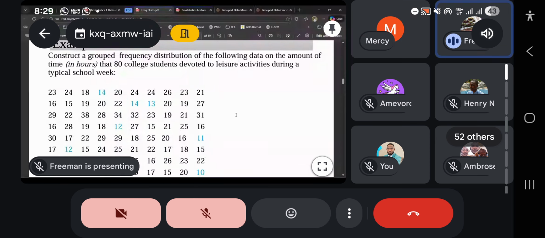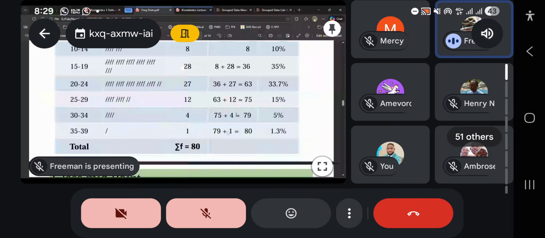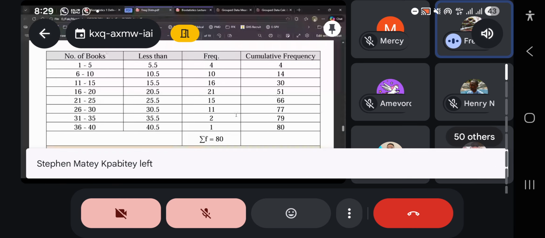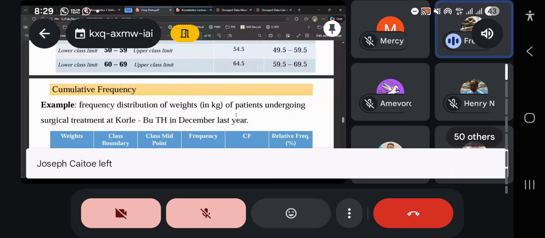Construct a group frequency distribution table for the data on the amount. This is the same work we did earlier. There's something else here. Cumulative frequency.